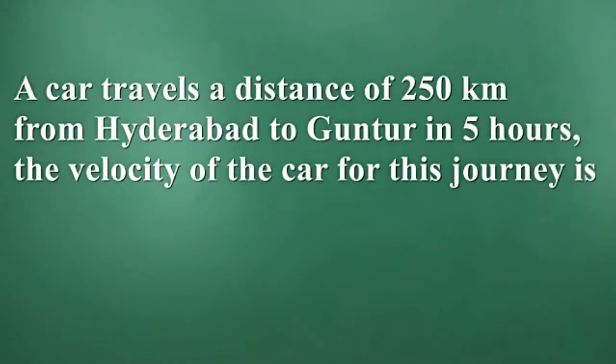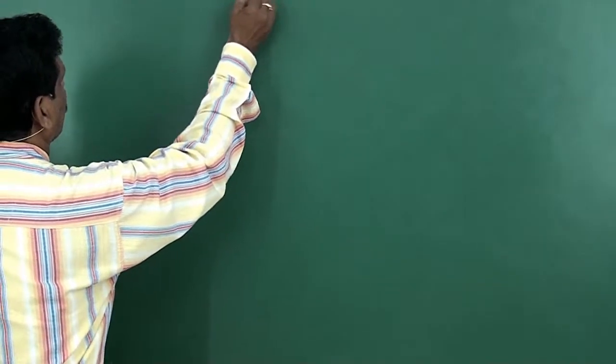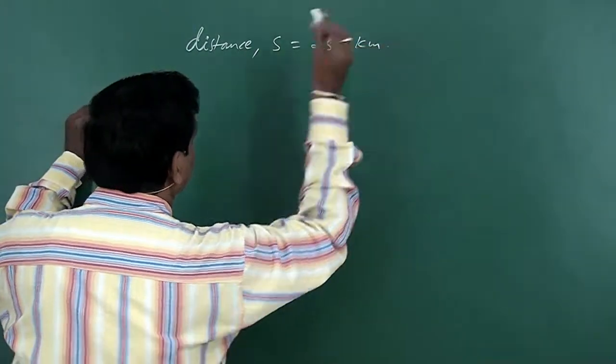Next problem. A car travels a distance of 250 km from Hyderabad to Guntur in 5 hours. The velocity of the car for this journey is... Here the car travels a distance of 250 km from Hyderabad to Guntur. So the distance between Hyderabad and Guntur is given as 250 km.